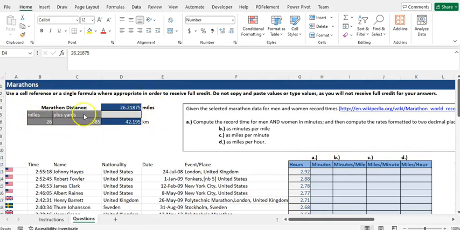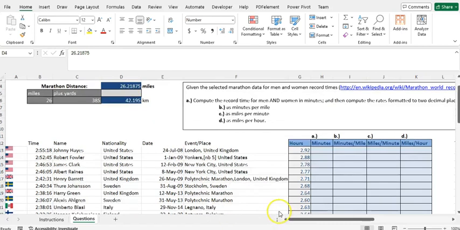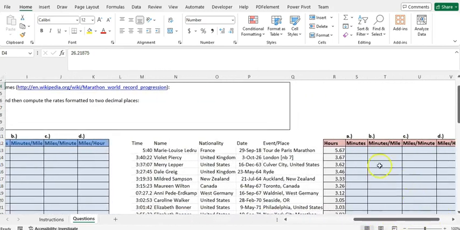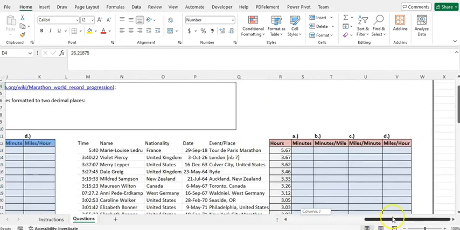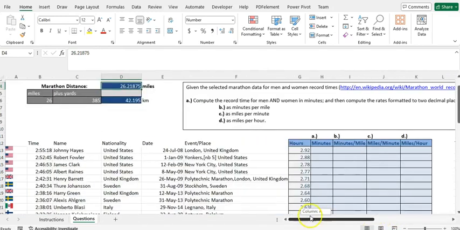So we have the 26 miles here, but we're going to be using this 26.21, which is a more precise number, and it'll give us a more accurate output. So there's also a table, if you look to the right, and this is the female runners, and these are the male runners, I believe. Nope, that's not right. So it's just a different set of runners.